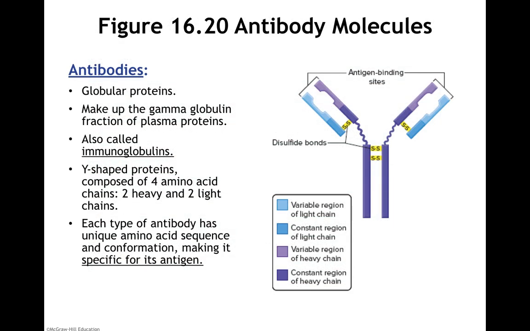So antibodies themselves are globular proteins. In fact, they make up the gamma globulin fraction of plasma proteins. They are also called immunoglobulins. Most of them have a Y shape, composed of 4 chains: 2 heavy and 2 light. Each type of antibody has a unique sequence and conformation that makes it very specific for its antigen or for a determinant on its antigen.